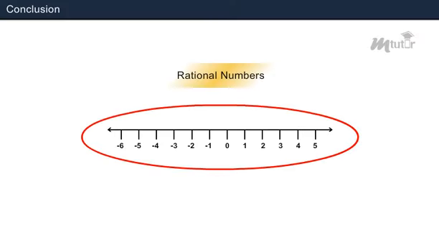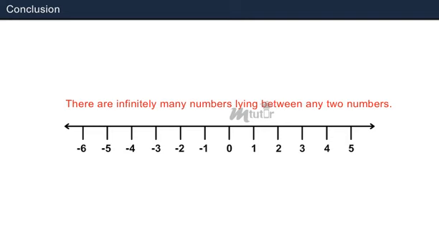Conclusion. Do you think that the rational numbers make up the entire number line? No, that's not right. The fact is that there are infinitely many more numbers left on the number line. The amazing thing is that there are infinitely many numbers lying between any two numbers too.